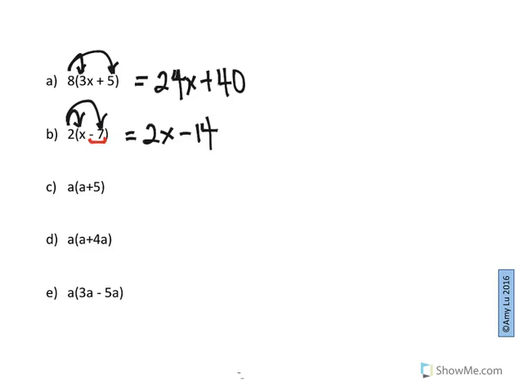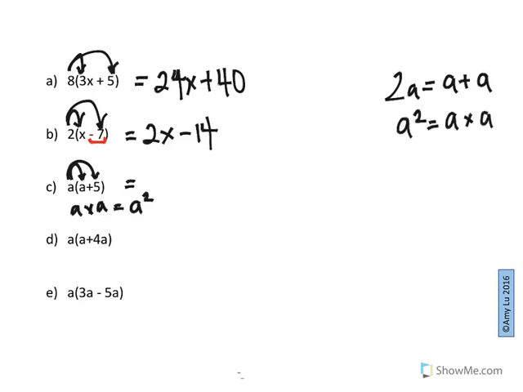Now here comes the tricky parts. We have the variables. So the first part is a times a. When you multiply a times a, remember, this is a squared. It is not 2a because 2a means a plus a. A squared means a times a. So this is a squared plus a times 5, 5a. And always make sure you write the number, the coefficient, so this is called a coefficient, in front.